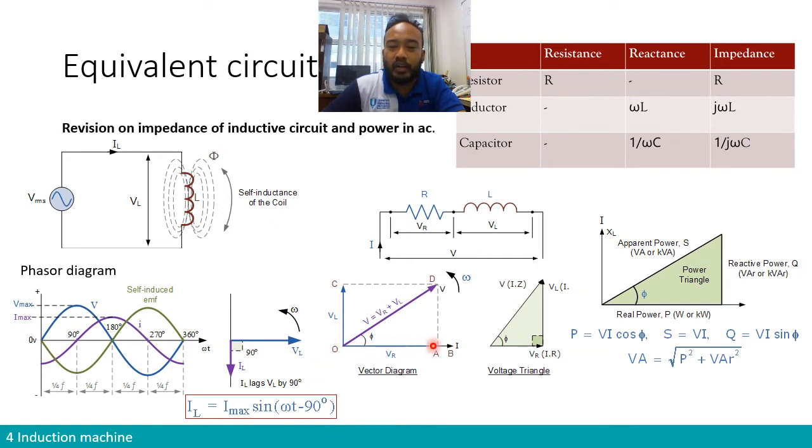The voltage, there is a component VR that is due to the resistor, but there is a component VL, which is 90 degree delay lagging. So in axis J, VL, the combination of both create this voltage that has a certain angle theta, which we call as power factor. Right? So this is just a revision.